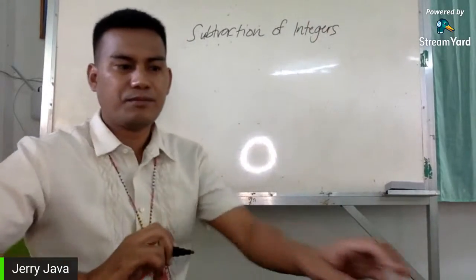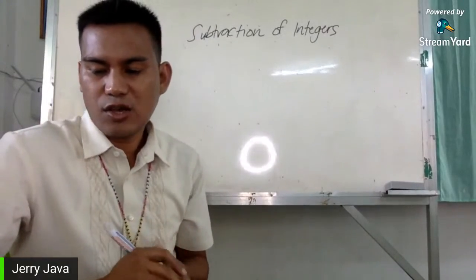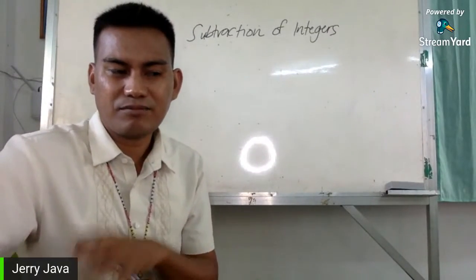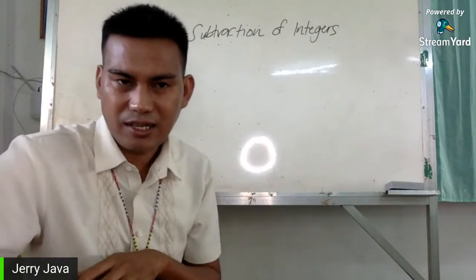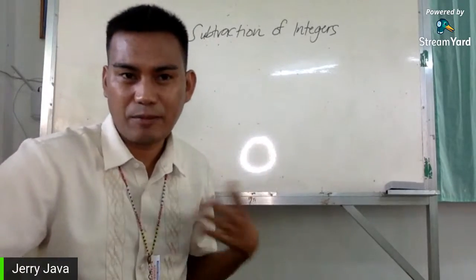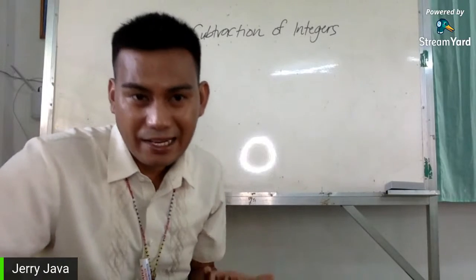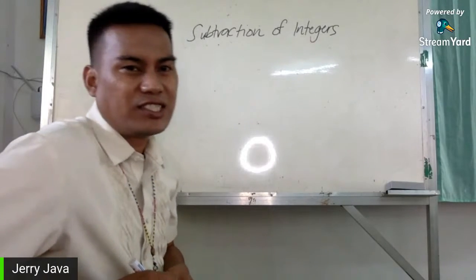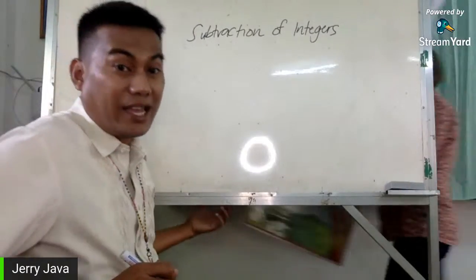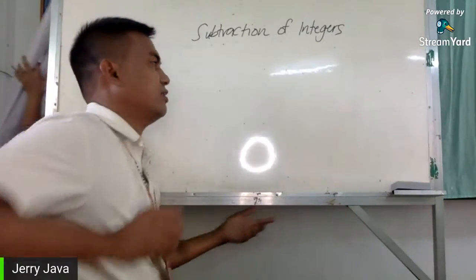Earlier in addition of integers, especially with unlike signs, we subtracted, we deducted. But here in subtraction of integers, what really happens is we are going to add. We just change the sign of the second number, your subtrahend, the second number.